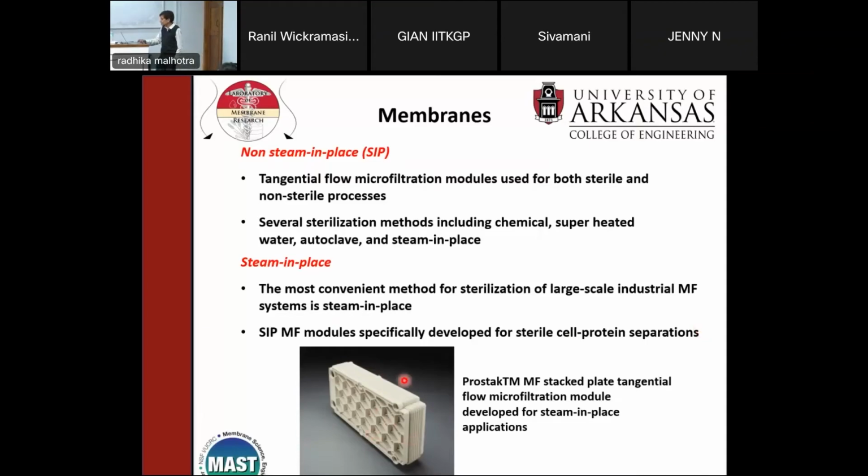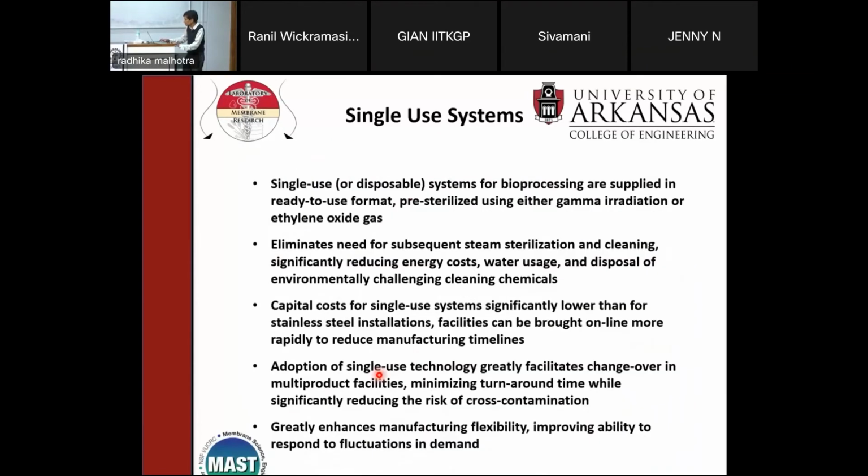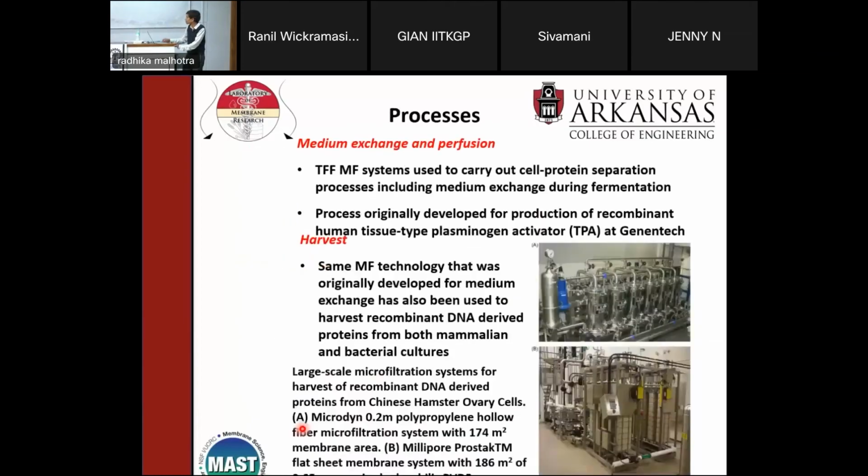So this is a typical example of what they look like. This particular one is shown here for steam in place applications. And one can stack lots of these in series, you see, and that way you can increase your membrane surface area.